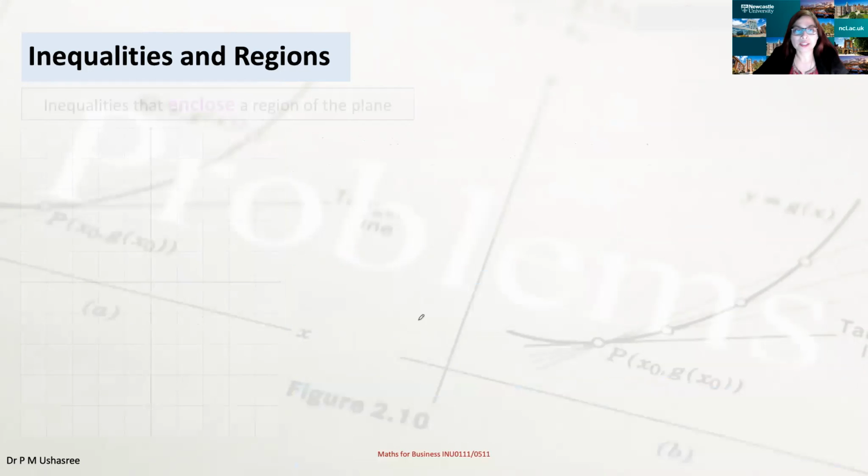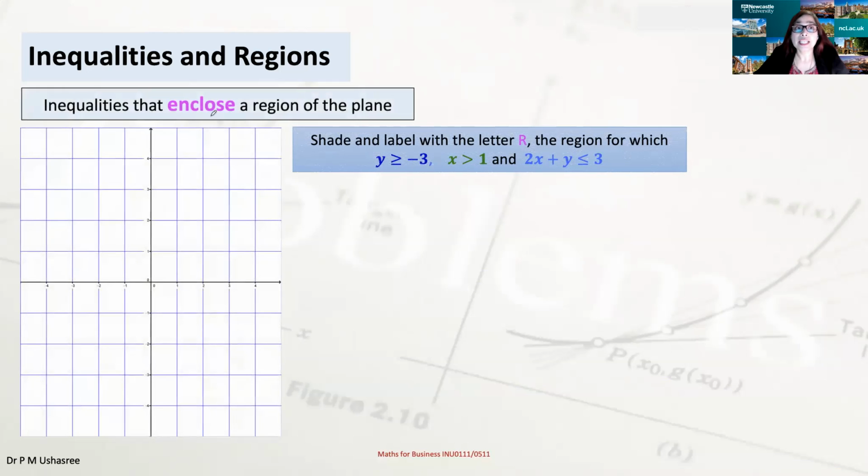Okay, next. Inequalities that enclose a region of the plane. Look at that. We have 3 inequalities here. Now we are talking about the plane. How to find the area which satisfies all these 3 inequalities.